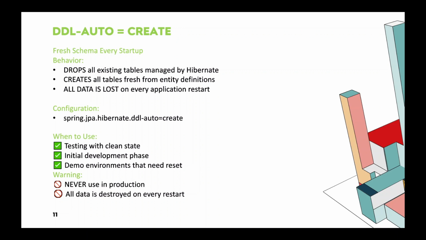Create is like a fourth value that we can use. How do we configure it? Spring JPA Hibernate DDL-auto equal to create. When you say create, it means drop all existing tables. When starting an application, if it sees the tables already exist, it will delete the tables and freshly create all the tables. All data is lost on every application start or restart.